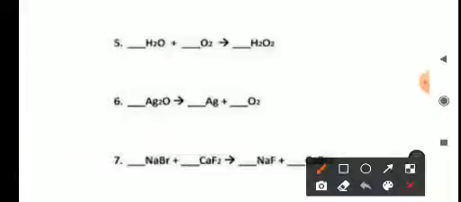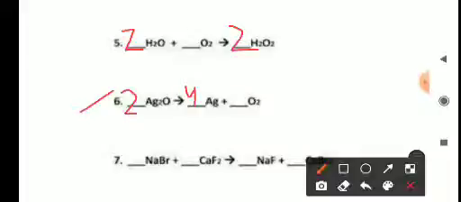Now come to number 5. H2 plus O2 gives H2O2. If you add 2 to H2O and also 2 to H2O2, it will be balanced. Number 6, Ag2O gives Ag plus O2. You have to add 2 before Ag2O and 4 before Ag. Then this reaction becomes balanced.